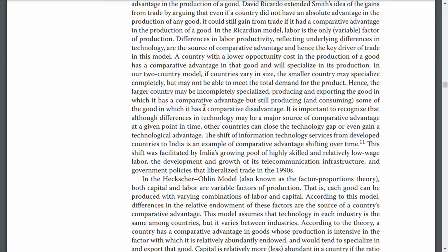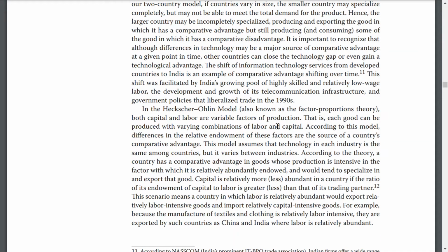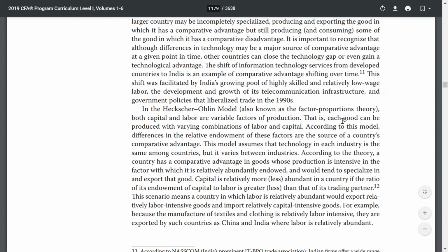It is important to recognize that although differences in technology may be a major source of comparative advantage at a given point in time, other countries can choose to close technology gaps or even gain a technological advantage. The shift of information technology services from developed countries to India is an example of comparative advantage shifting over time. This shift was facilitated by India's growing pool of highly skilled and relatively low-wage labor, the growth of its telecommunication infrastructure, and government policies that liberalized trade in the 1990s.